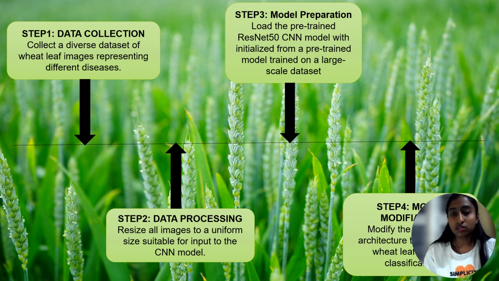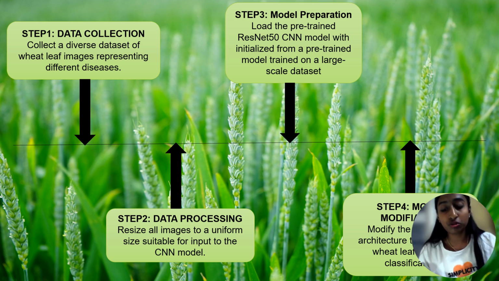The next step is data pre-processing. After collection of data, we will pre-process the data. We have to resize all images to a uniform size suitable for input to the CNN model. Then we make adjustments in the pixels, standardize the range, and augment the dataset using techniques such as rotation, flipping, and cropping to increase the variability and improve model generalization.